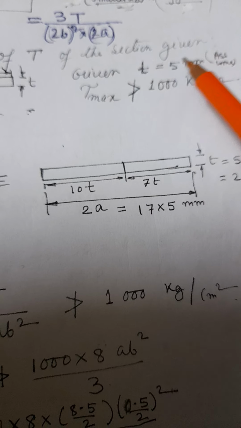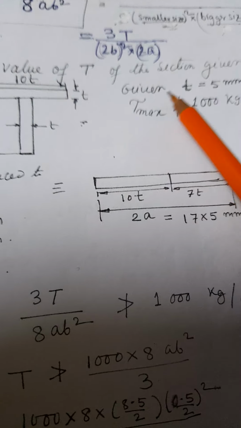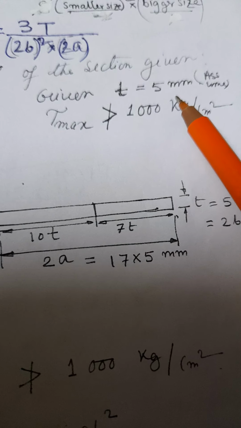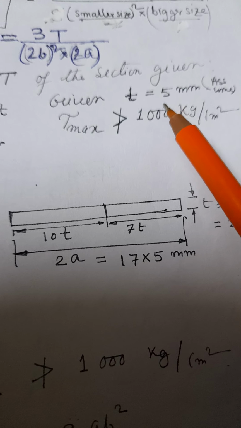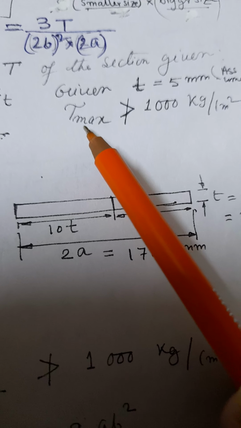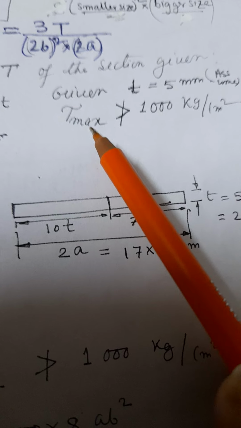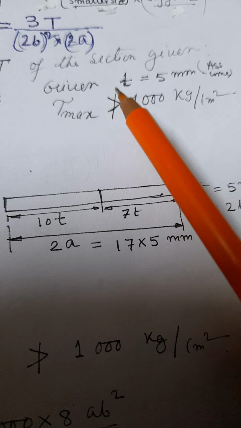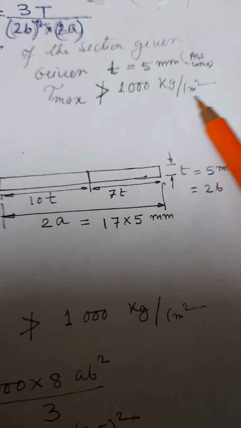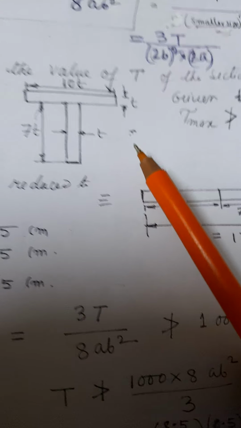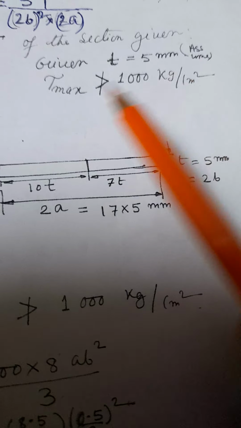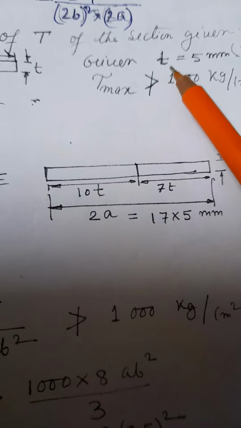Given t is equal to 5 mm, and tau max, not greater than 1000 kg per centimeter square. You can take this in Newton per millimeter square, there is no problem.